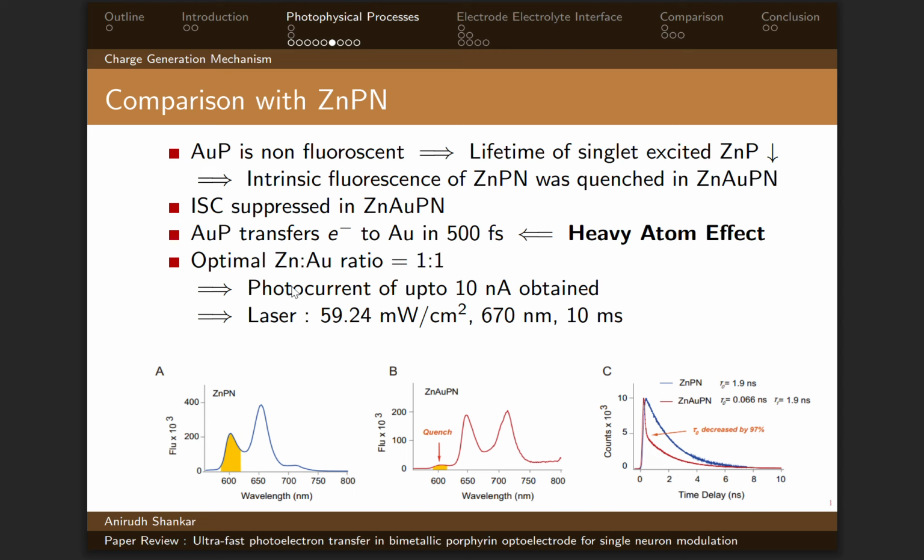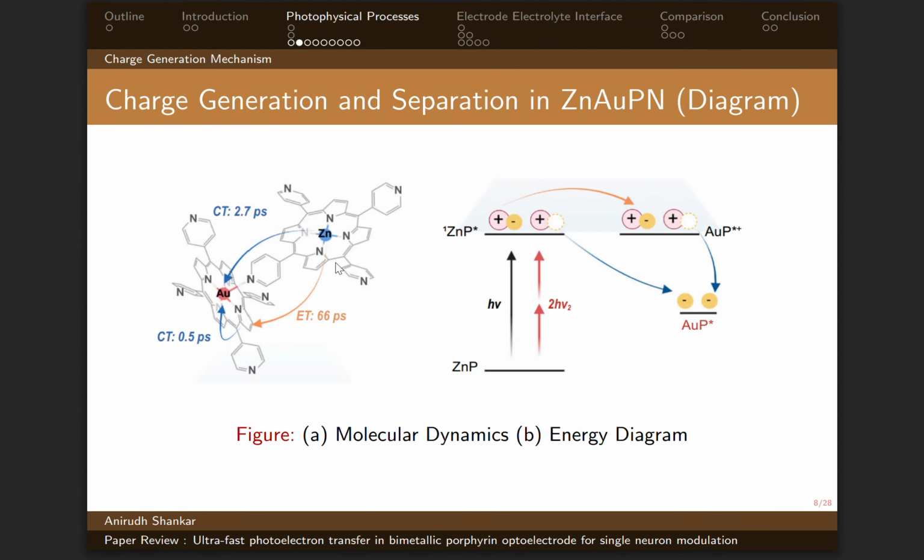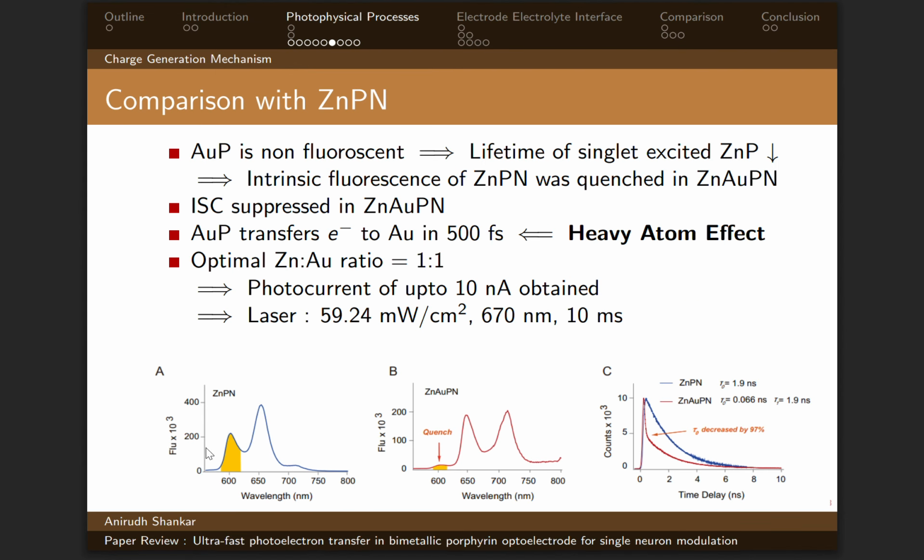And in comparison to zinc porphyrin, which was used earlier as an optoelectric material, the advantage of zinc gold porphyrin is that AuP, gold porphyrin, is non-fluorescent, which results in a reduction in the lifetime of singlet excited zinc porphyrin. As a consequence of this lifetime reduction of zinc porphyrin, the intrinsic fluorescence of zinc porphyrin is quenched. That is not evident here in zinc gold porphyrin.